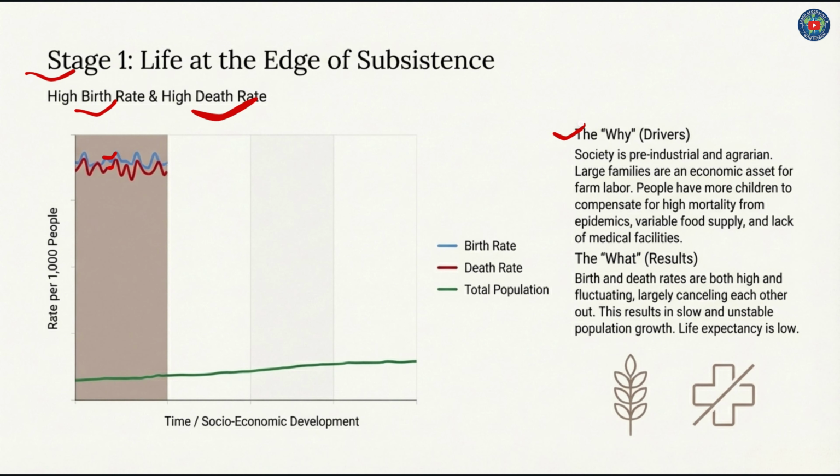What is the result? That means, what are the consequences? Birth and death rates are both high and fluctuating, largely cancelling each other out. This results in slow and unstable population growth. Life expectancy is very low in this stage. That means stage 1 is life at the edge of subsistence.